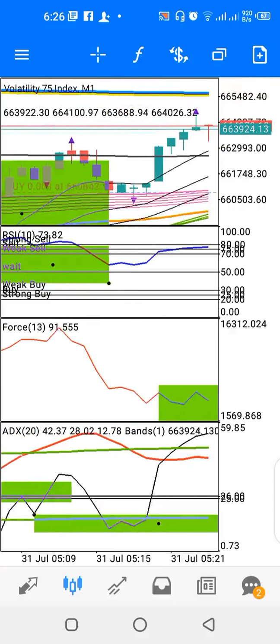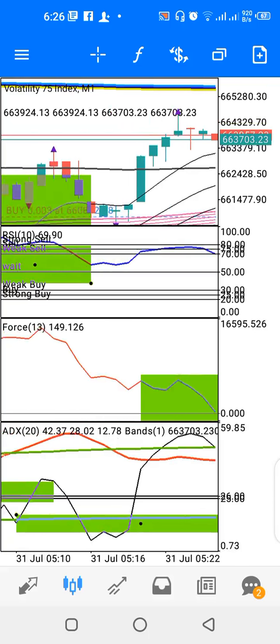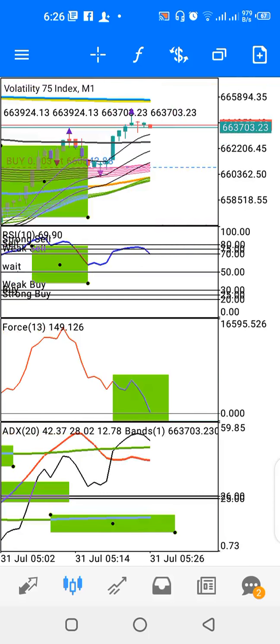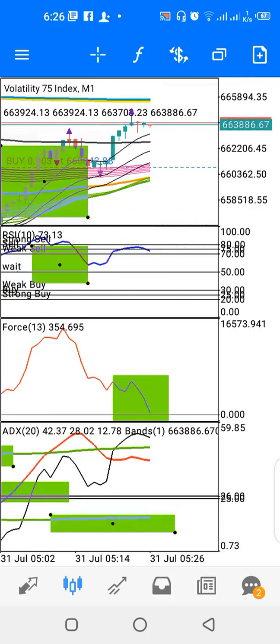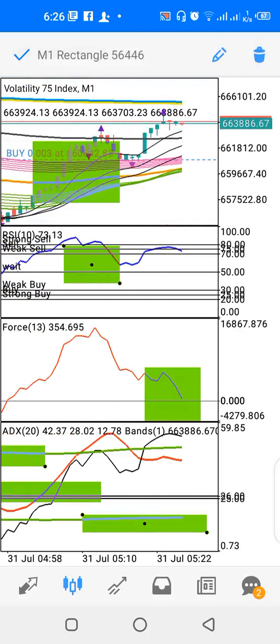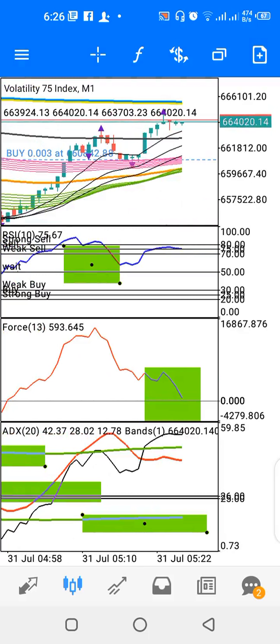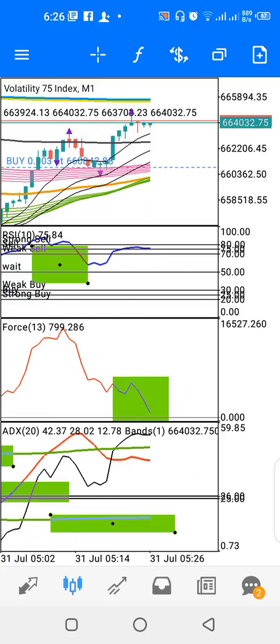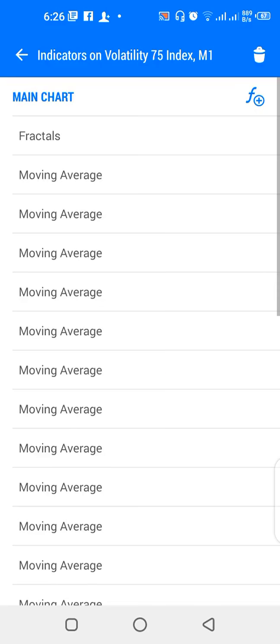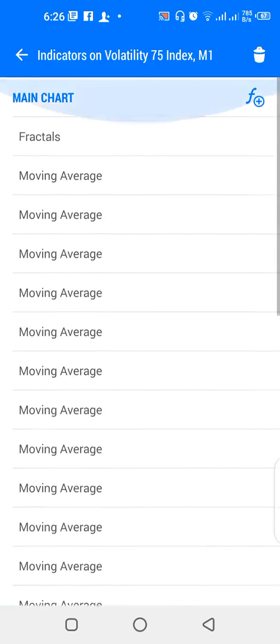You can see I'm trying to scalp some profits. The trade is in profit, so I can close this buy trade anytime I like and take some profit. But I expect price to continue to go up. Now let's look at the parameters. It's quite a long list.